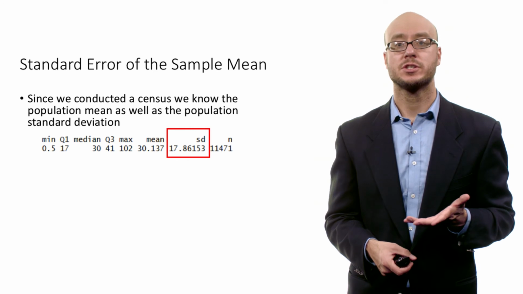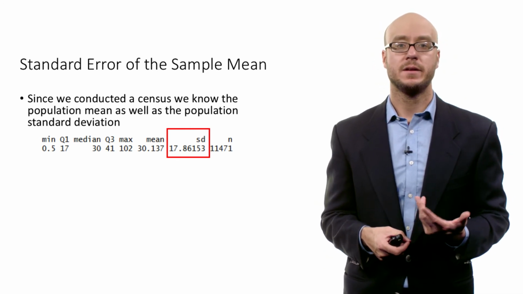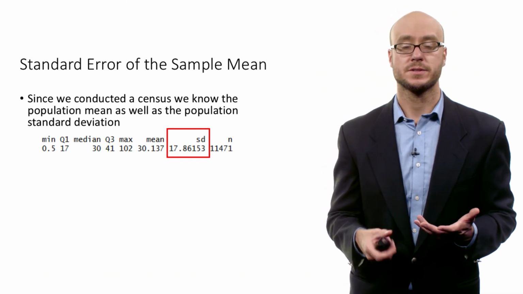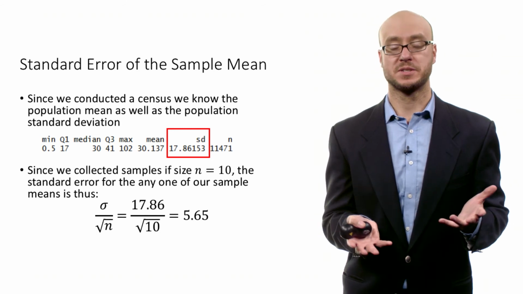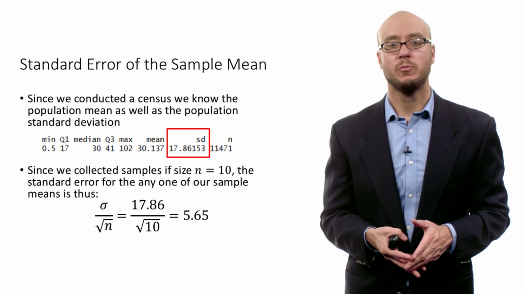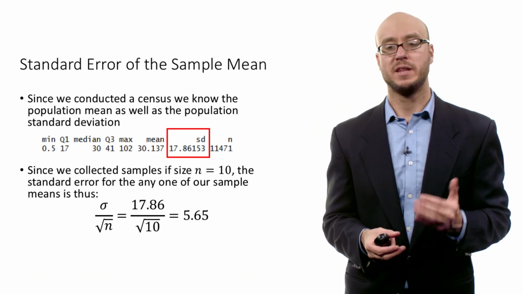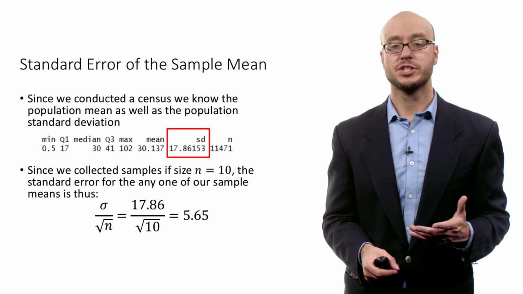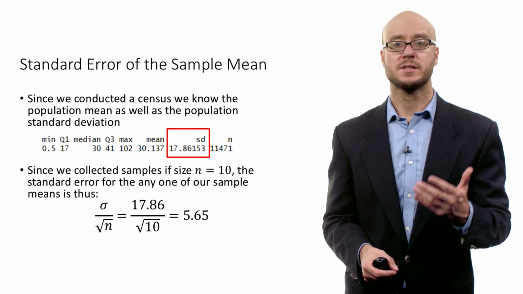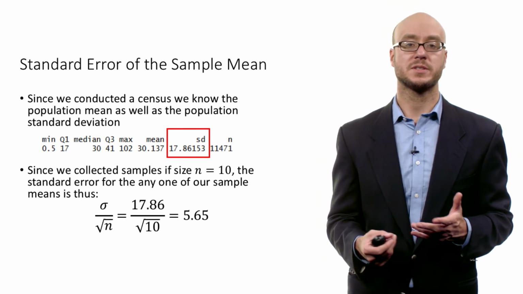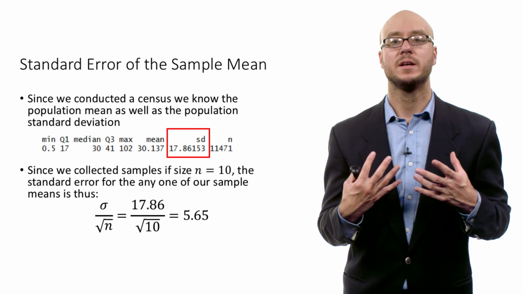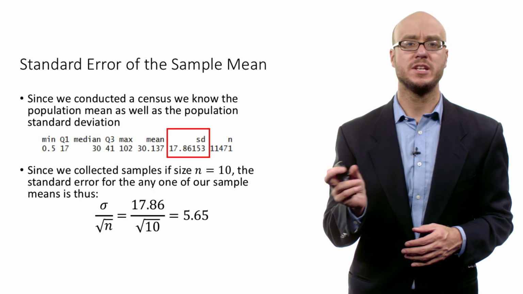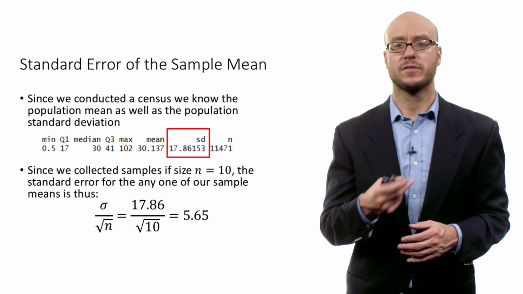Our variable is age, so we go back to the census data, and that population standard deviation is 17.86 years. So suppose we collect a sample size of 10, as we've been doing, then we know the standard error for any one of our sample means is going to be that population standard deviation divided by the square root of the sample size. So we divide 17.86 by the square root of our sample size 10, and we get this value of 5.65. That is the standard deviation of the sampling distribution.